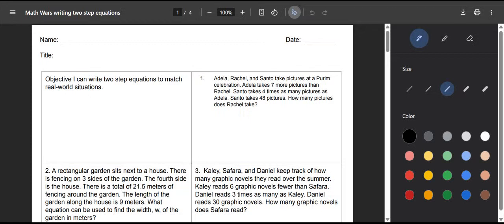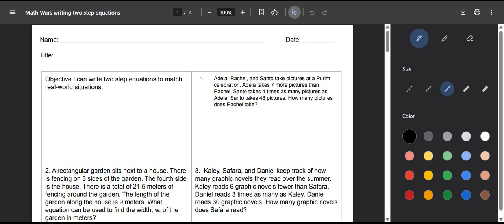Hey mathematicians, today we are going to focus on writing two-step equations to match our real-world situations. Two-step equations means that two things have to happen to our variable. We could solve them as well, so if you feel like you want to solve these and get that extra practice, by all means go for it. I'm going to worry more about the writing of the equations.